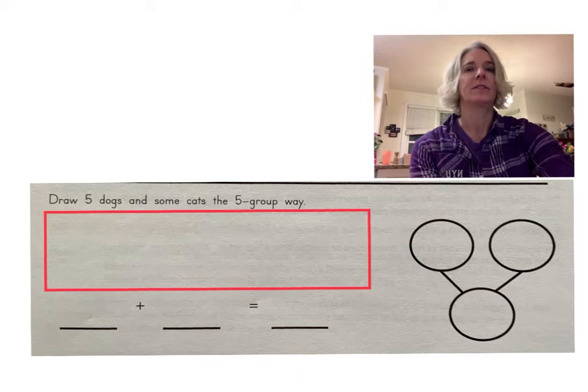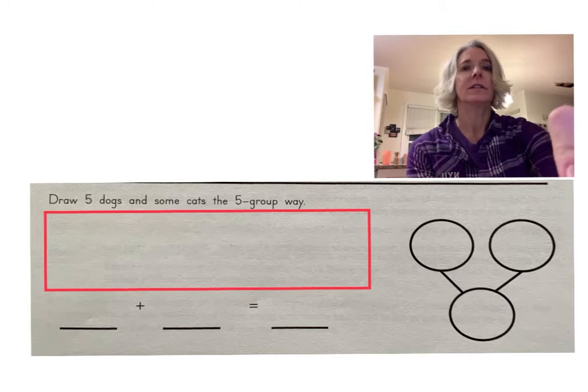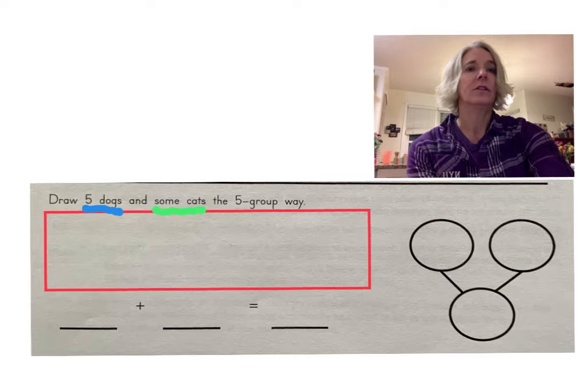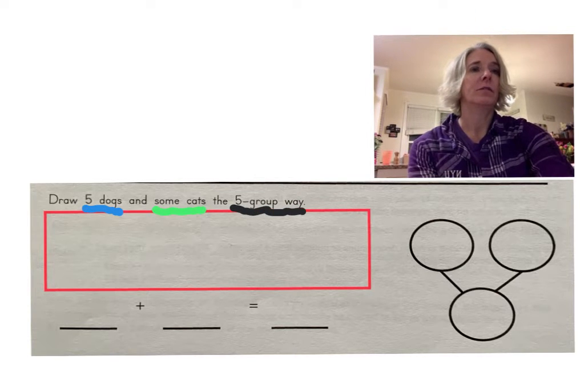Let's follow the directions. Draw 5 dogs. Our 5 dogs will be blue, and some cats. Our cats will be green. The 5 group way. We'll talk about that.